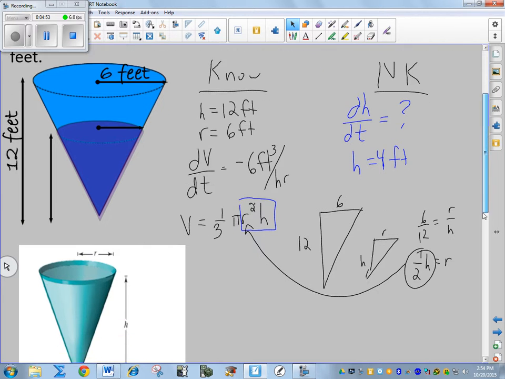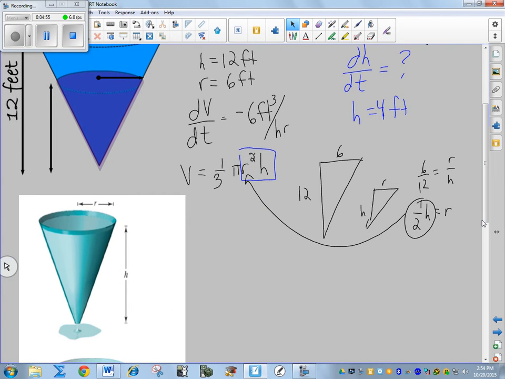So if I go ahead and substitute it in, my volume equation is now 1/3 pi times 1/2 h, whole thing squared, times the h that was originally there. Simplifying this gives me basically 1/12, because it's 1/4 times a third, pi h cubed. So now we're in a good spot, because everything's in one variable.